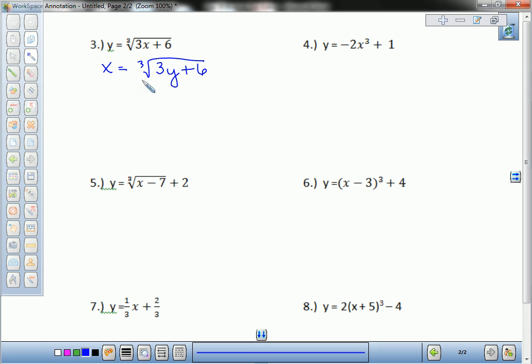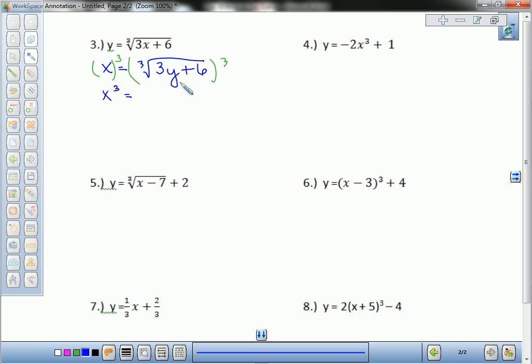So what undoes, because we got to break this y free. It's trapped right now under this radical. So we have to get rid of the radical. What undoes a cubed root? Cubing, that's right. All right, so we would cube this side, and we would also cube this side. Okay, so when we cube this side, it just becomes x cubed.